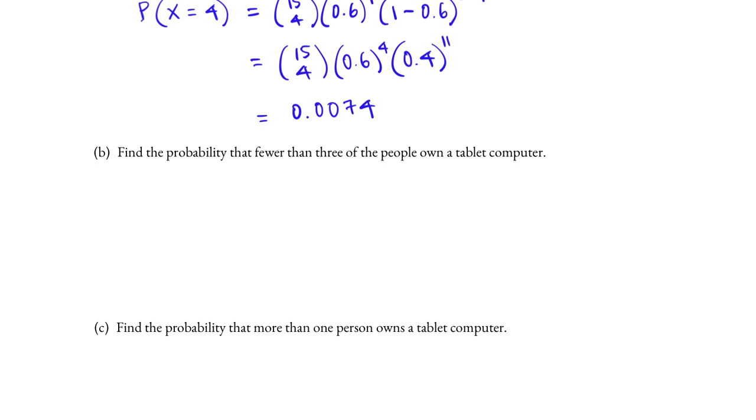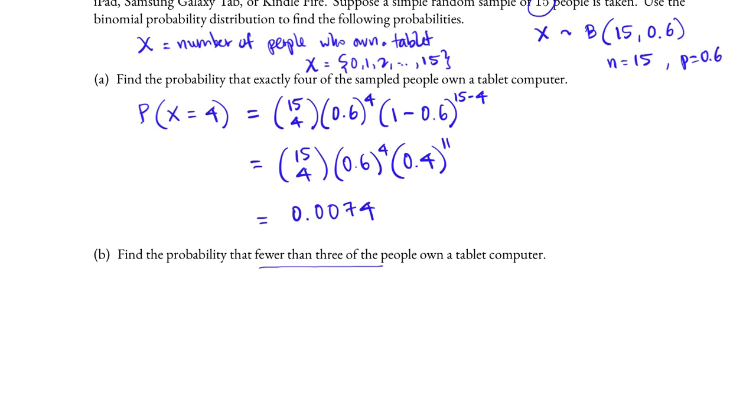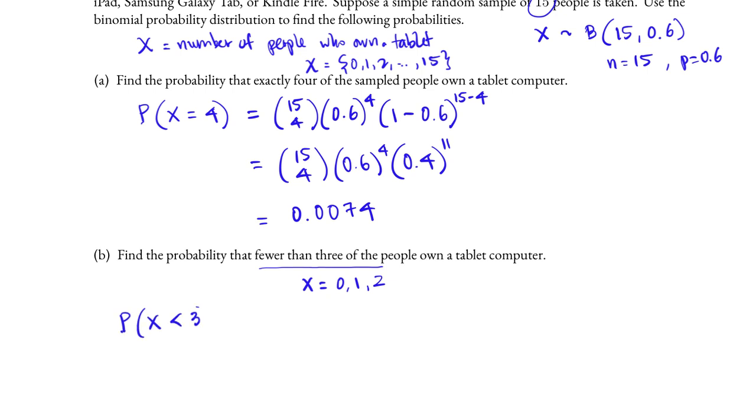This event includes fewer than 3 people. What does that mean here? In terms of x, the possible values for x are 0, 1, 2, 3, 4, all the way to 15. Which numbers need to be included in this event? If it's fewer than 3, then x can only be 0, 1, and 2. It cannot be 3 because 3 is not fewer than 3. So we're looking for the probability that x is strictly less than 3.